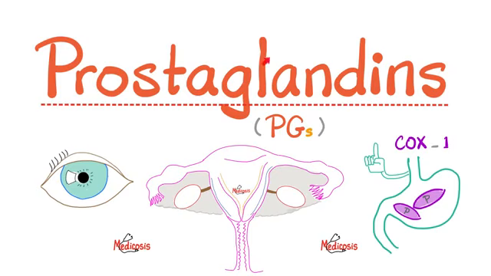In previous videos, I helped you learn about interleukins, cytokines, histamine, bradykinin, and today it's time for prostaglandins, which have important functions in different body organs and systems, including the eye, the uterus, and the stomach, and much more.